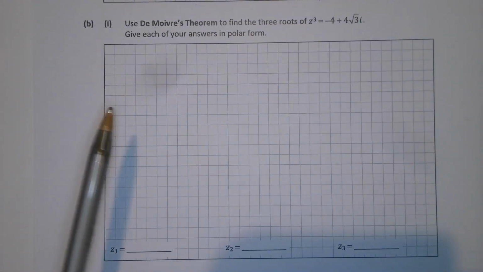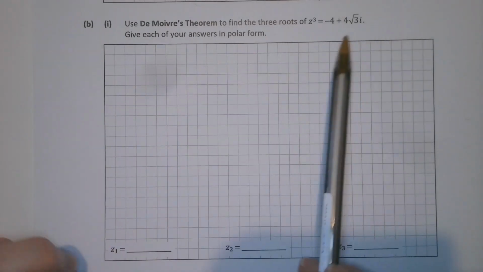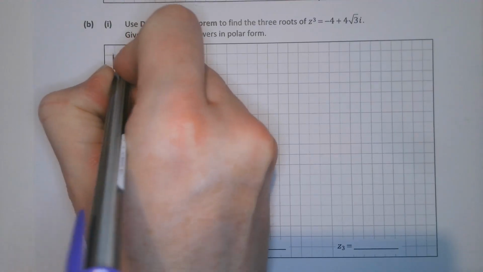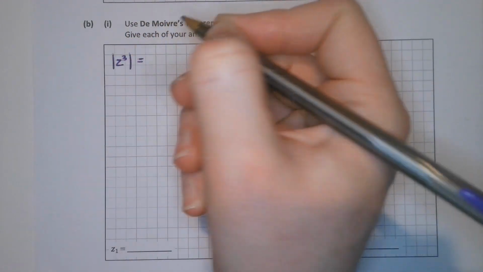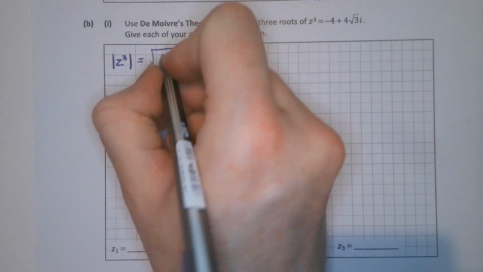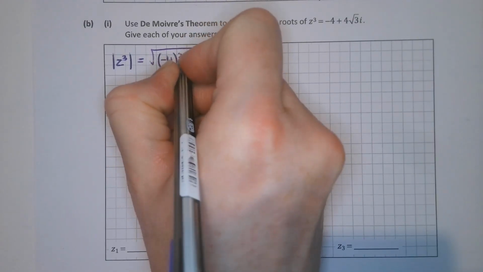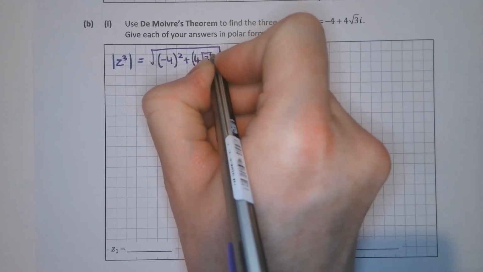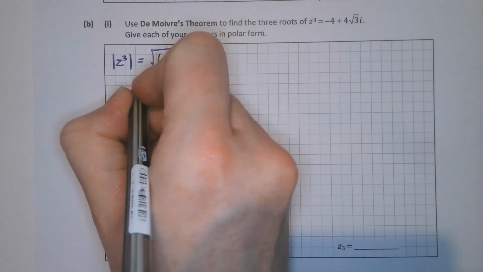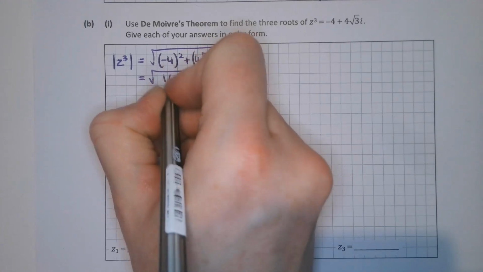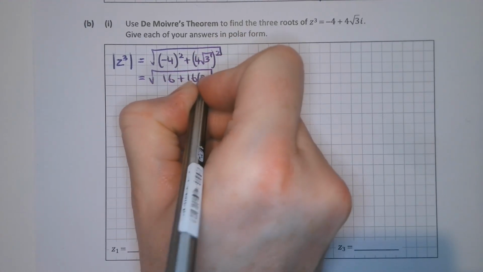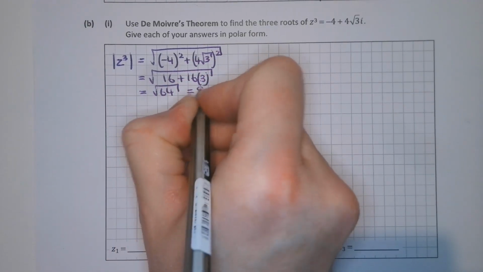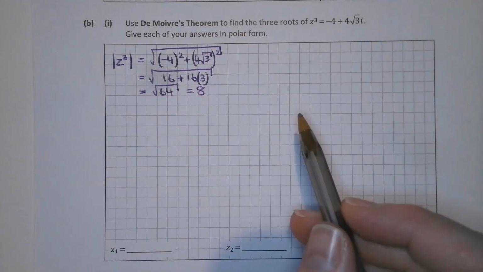Right, question 1b, the first thing we need to do here is to find the modulus of z cubed. So the modulus of z cubed, what we would have is the square root of (minus 4) squared plus (4 root 3) squared. When we work that out, we end up with 16 plus 16 times 3. So it ends up being the square root of 64, which is equal to 8. So the modulus is 8.